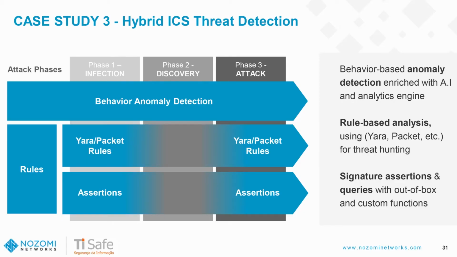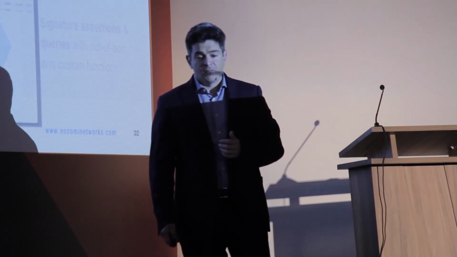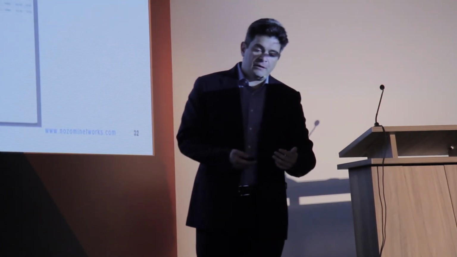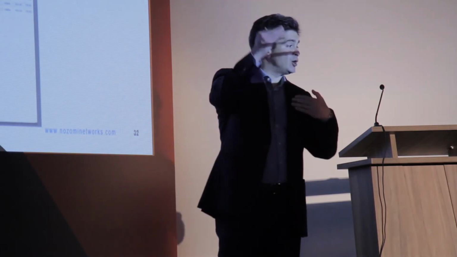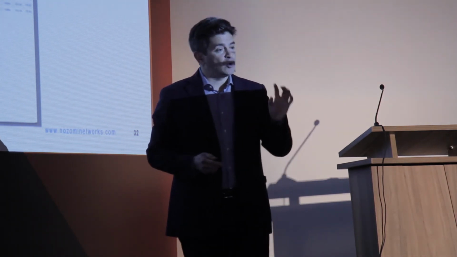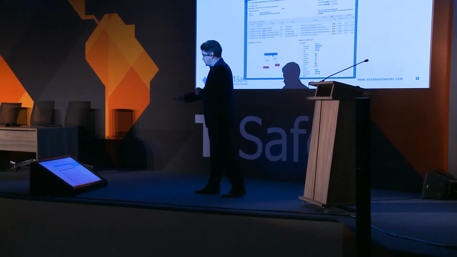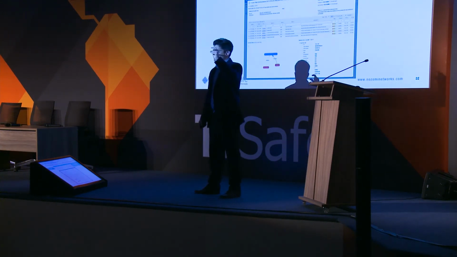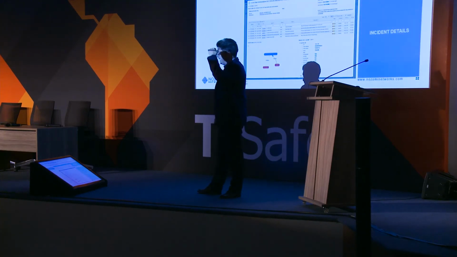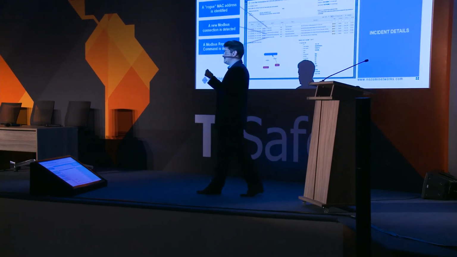For those of you who are inclined to do threat hunting, we allow you to do threat hunting with our tool. So for example, we detected an incident here. An incident is a grouping of alerts that have the same causality. So the incident, for example, is detected. A new communication is an incident that groups many alerts. And now we provide you the incident details.